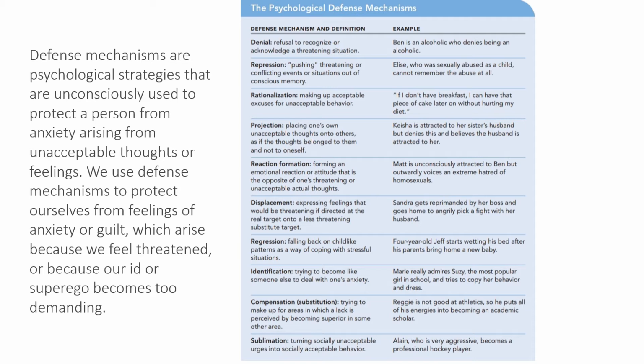From the table, we can see several defense mechanisms and examples. We will discuss them one after the other. Firstly, denial. Denial here refers to the refusal to recognize or acknowledge a threatening situation. An example could be Ben, an alcoholic who denies being an alcoholic.